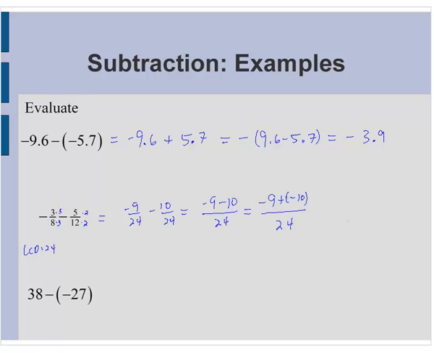We're adding numbers with the same sign, excuse me. So we would be negative, and we would add the values. 9 plus 10 is 19 over 24. Negative 19 24ths.